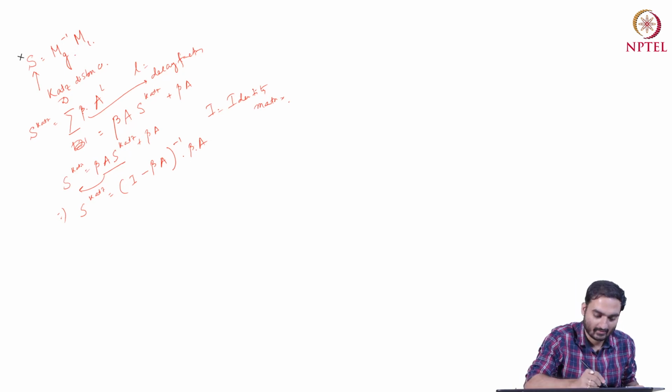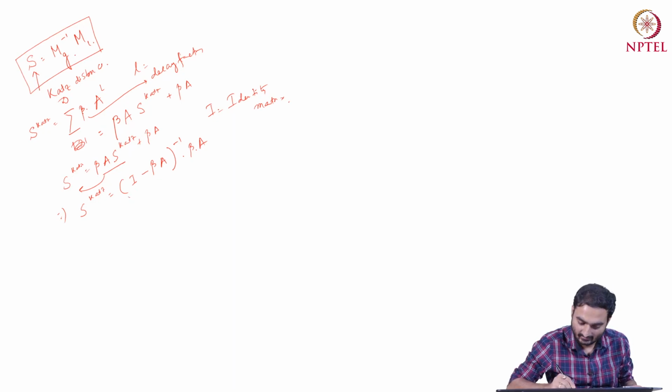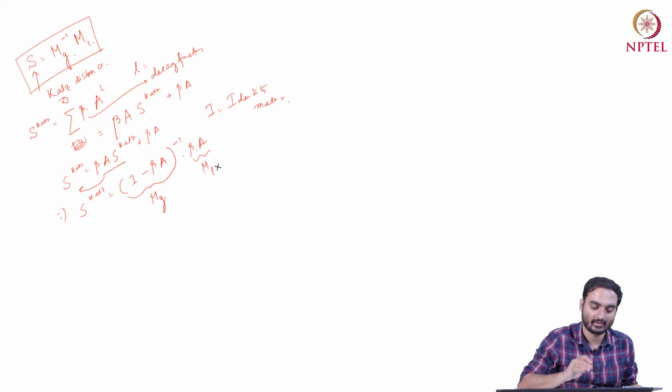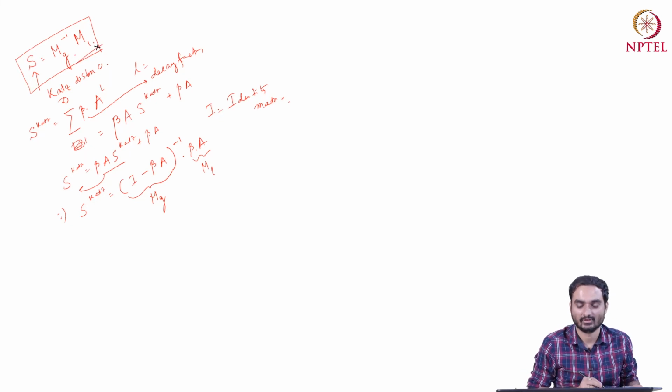Okay. As I mentioned earlier, every A can be decomposed into this. You see here, this is your Mg and this is Ml. Okay. You see that when S is defined in terms of Katz's distance, you can easily get this kind of formulation.